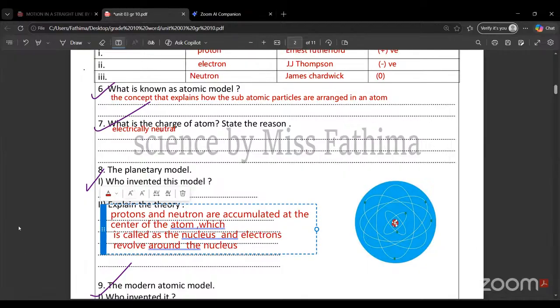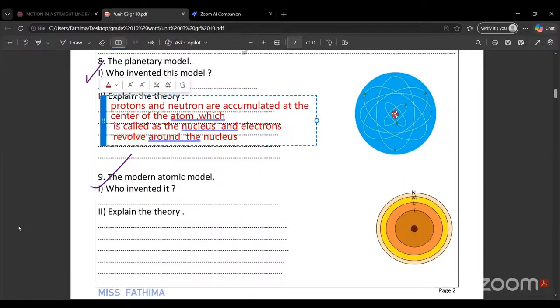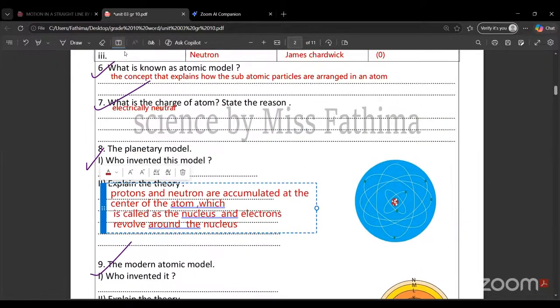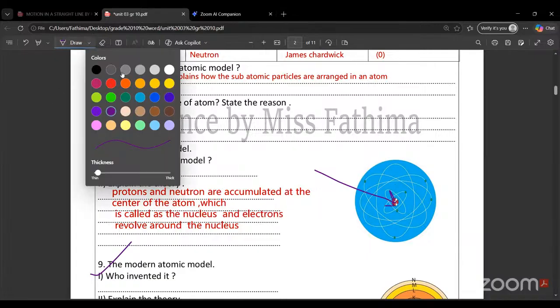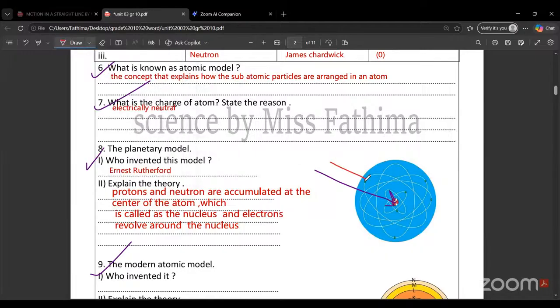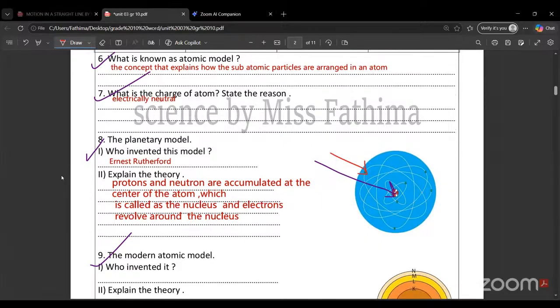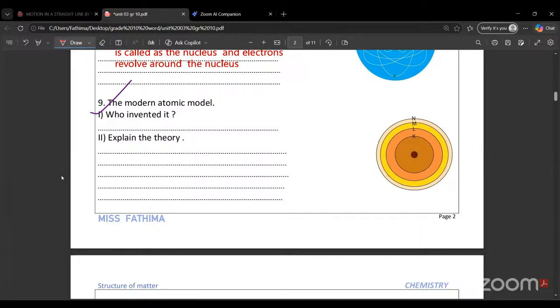All right. Then the next comes. Can you please mark the center nucleus, please? This is the nucleus, okay? As well as please mark where the electrons are. These are the electrons that are revolving. Mark these two, please, so that you will have an idea when you recall what you have learned.